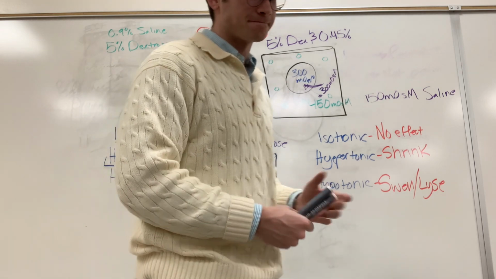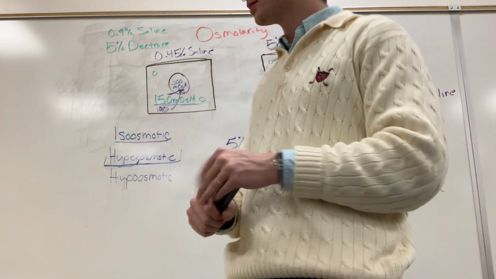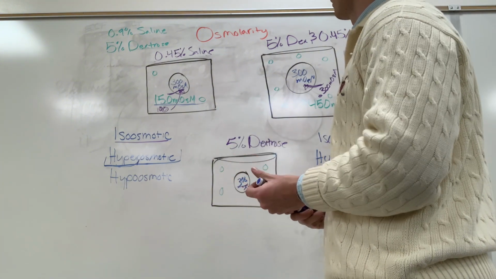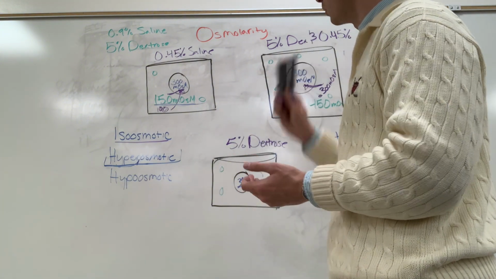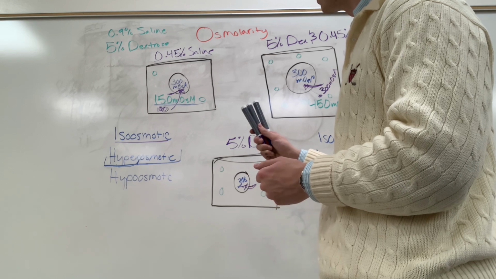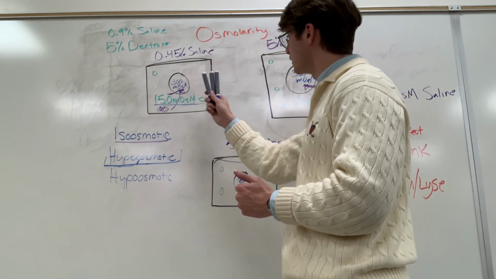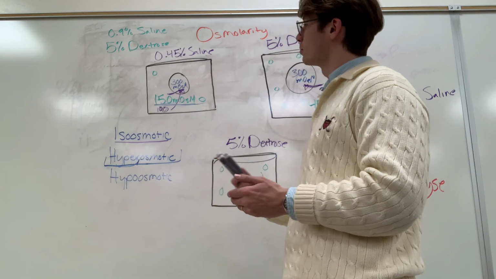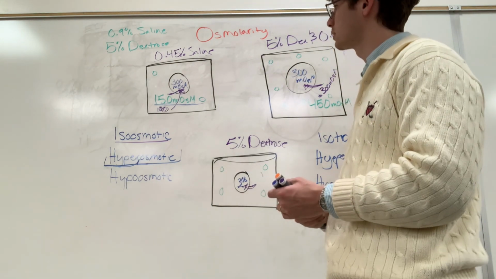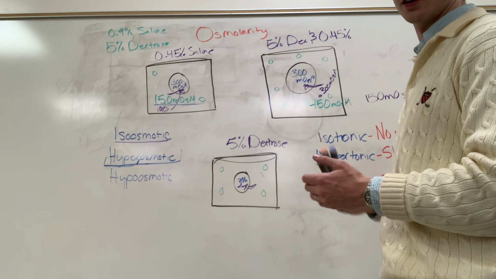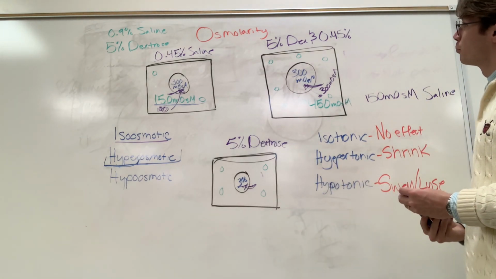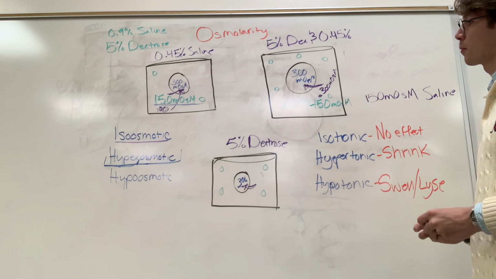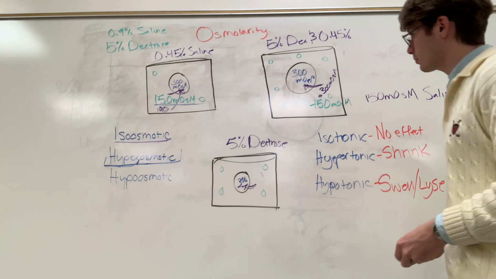So I hope these definitions make sense. Osmolarity: where is water moving? What is the solution that we have on the inside and outside? Tonicity: after water movement has taken place, if it takes place, what is the effect on the cell per type of solution that we're putting into it? So, yeah.